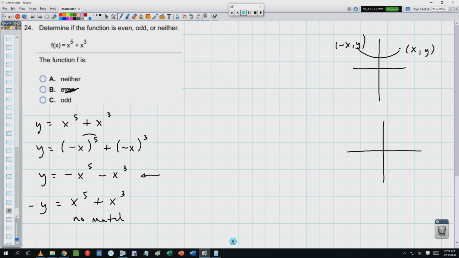If a graph is odd, then you have beautiful origin symmetry. So if we have a point over here that is x comma y, we have one down here that's the opposites. So the test for odd symmetry is you replace the y with its opposite and the x's with their opposite.